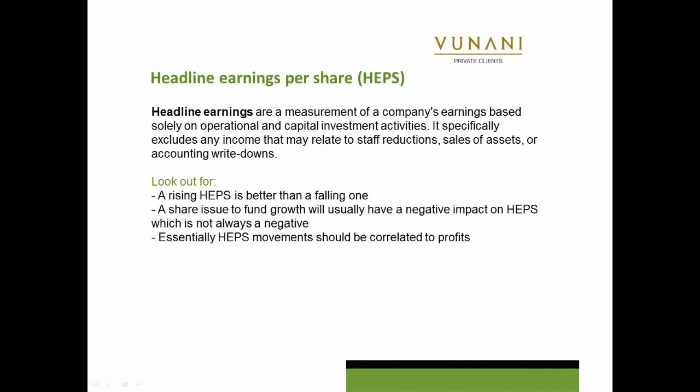Essentially, headline earnings per share movement should be correlated to profit. So a profitable company would have an increasing headline earnings number.